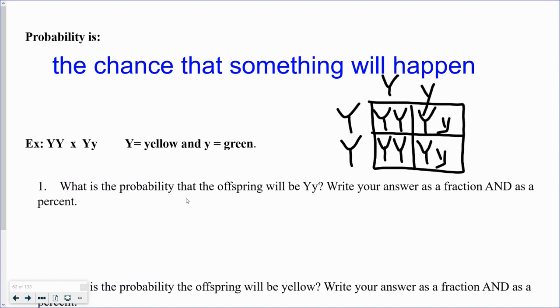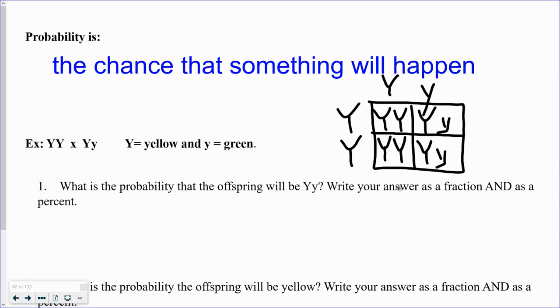So what is the probability, the chance that the offspring will come out capital Y, lowercase y? Well, I have 4 boxes here, and each of these boxes represents a 25% chance for the offspring to look a certain way. Think about that. If I had 100 offspring, there's a 25% chance they will come out like this, or 25 of them. 25 of them should end up looking something like this, the other 25 this, and the other 25 this.